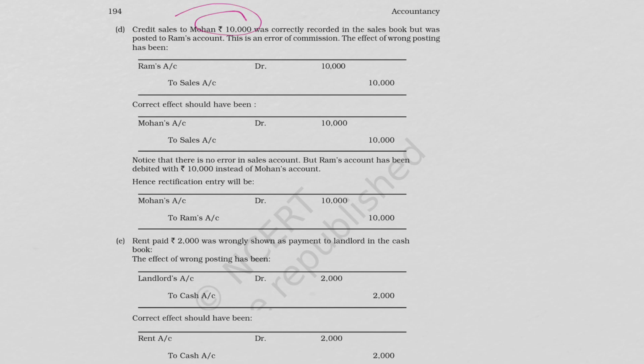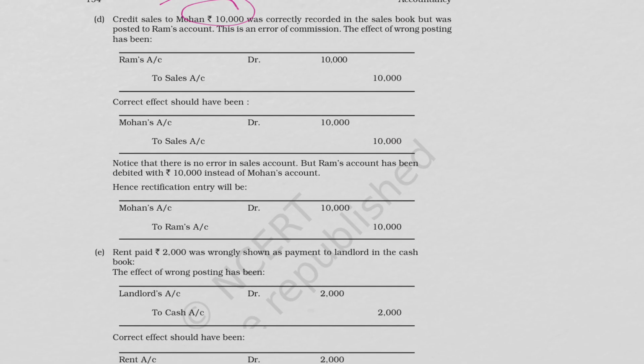Next we have credit sales to Mohan 10,000. It was recorded in the sales book but was posted to Ram's account. So the effect of wrong posting is that credit sales to Mohan was correctly recorded in the sales book but posted to Ram's account. So Ram's account you have debited to sales account. So instead of Ram, actually Mohan should have been debited.